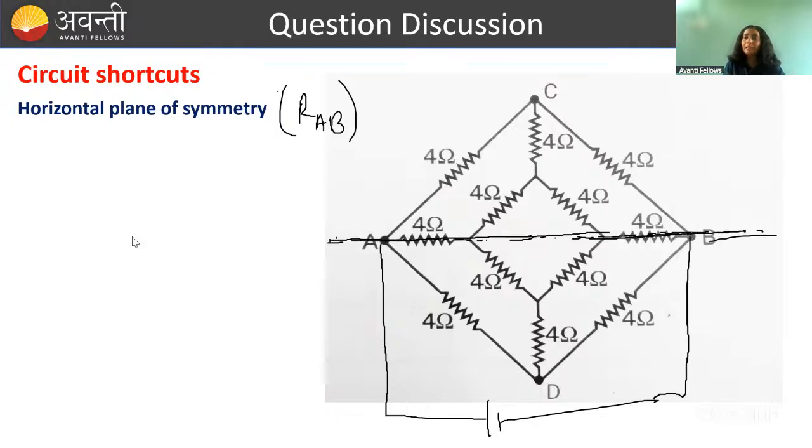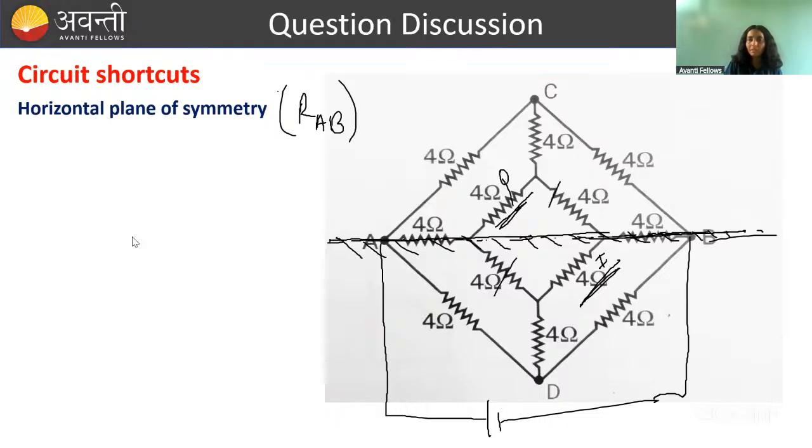Now treat this line as a mirror. Suppose this line is a mirror. Treat this line as a mirror and then try to see if the upper portion of the circuit is the mirror image of the lower portion or not. So here there is a resistor of 4 ohm. Here also this is 4 ohm. So it looks like, if this is the object, then this is the image of it.